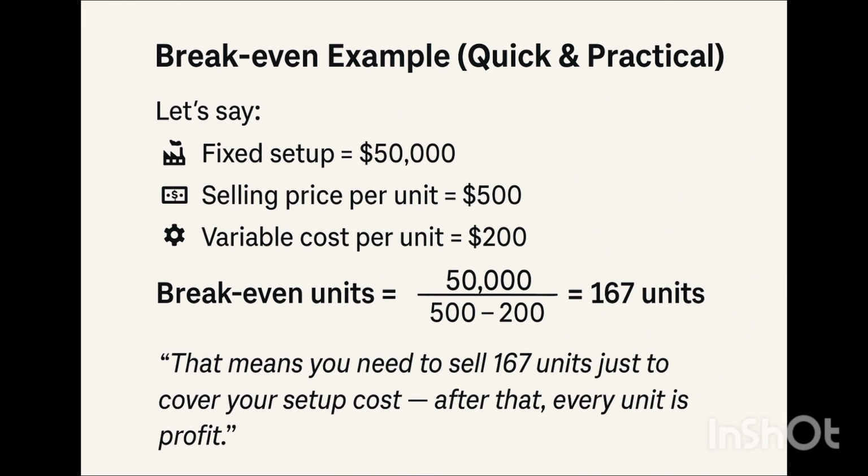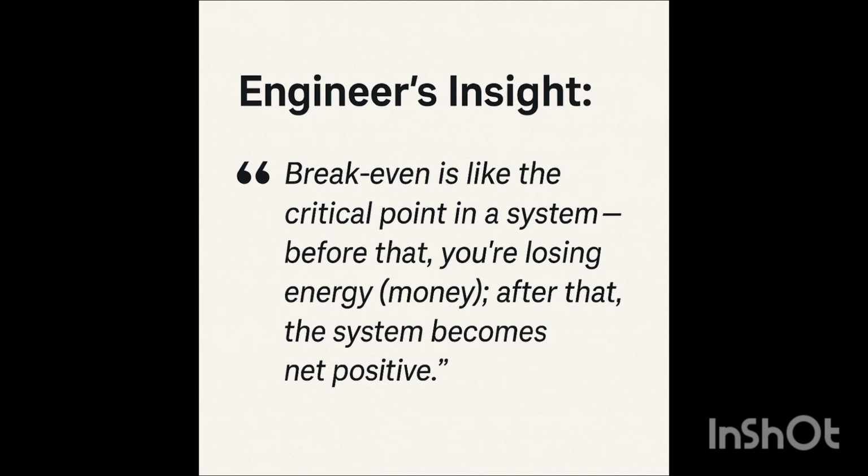So that means you need to sell at least 167 units just to cover your setup cost. After that, every unit is profitable because the fixed costs are covered. The formula of break-even is fixed cost divided by selling price per unit minus variable cost. By applying this formula, you will get the break-even point at which your revenue is equal to your expenses, and profit is zero. The engineer's insight is that break-even is like the critical point in a system. Before that you are losing energy, or money, and after that the system becomes net positive.